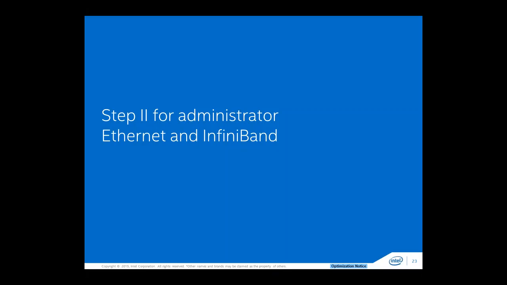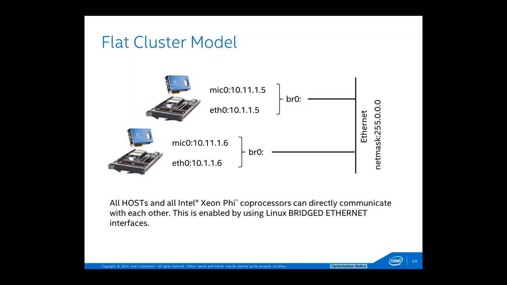Once that is done, second step, again only for the administrator, we need to configure our Ethernet and we need to configure our InfiniBand support. What is necessary on the Ethernet side? The easiest way to do all that is to configure the cluster, and that means both the Xeon hosts and the Xeon Phi coprocessor, in a flat cluster model, so that a user can do a ping or an SSH to each node that includes the Xeon Phi cards, as well as the Xeon hosts. And Linux provides a nice feature for that.